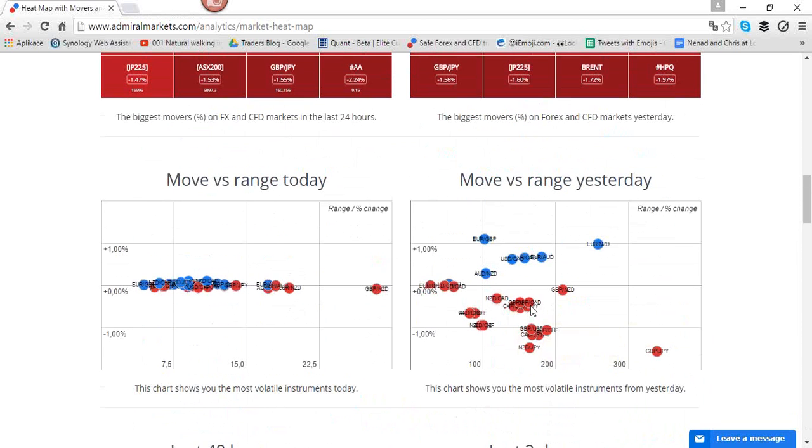Looking at specific currency pairs, what do we see? We see pound USD, pound Swissy, New Zealand yen, pound yen. Alrighty. Good. So let's move on.